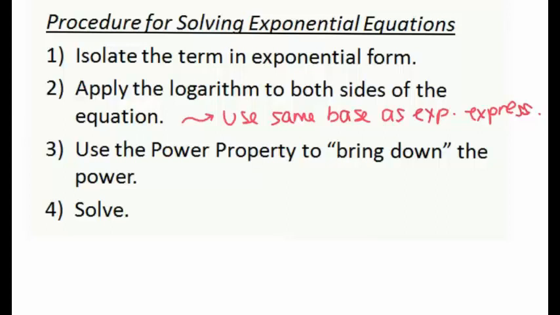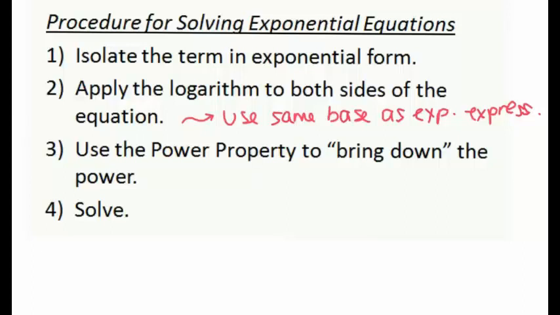The reason we're applying the logarithm to both sides of the equation is because we know if we apply the logarithm of the same base that our exponential expression is in, those actions are going to undo each other because they're inverse processes, and we're going to be left with just the power.